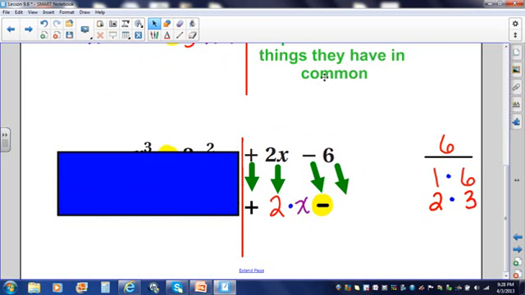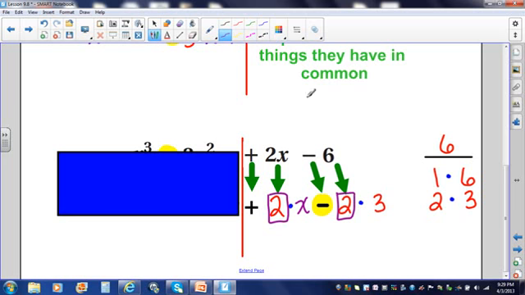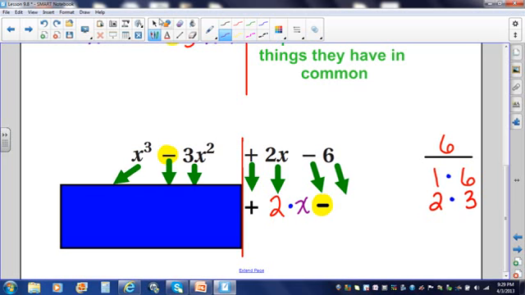Remember, we're trying to find things that they have in common. So I'm thinking we should rewrite 6 as 2 times 3, because now I can say that they have a 2 in common. If I do it the other way, and I say, well, I'm going to rewrite this as 1 times 6. Remember, I was looking for things that they have in common. There's nothing here in common, so I don't want to use the 1 times 6.